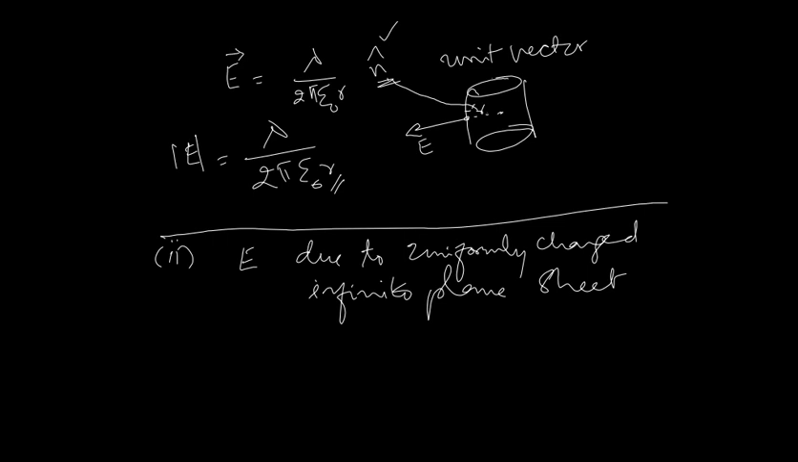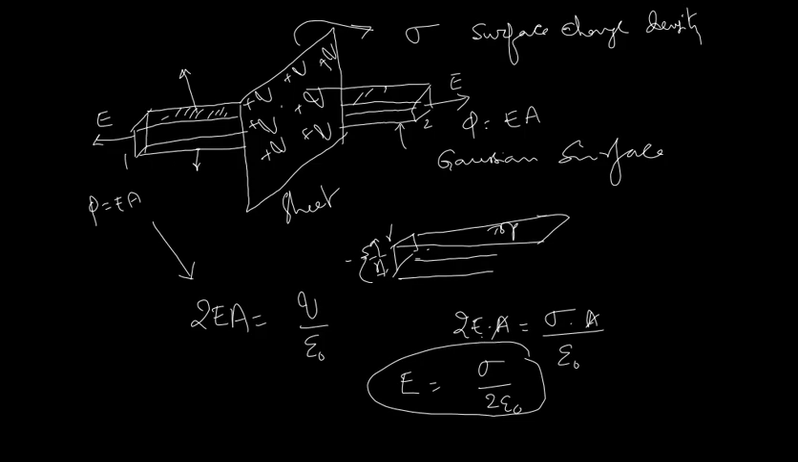The second case is E due to a uniformly charged infinite plane sheet. It is an infinite plane sheet. So you consider this sheet, and we assume that it is exactly in between this imaginary cuboid, the Gaussian surface. So this distance and this distance are the same. E is going upward and downward. On the top surface and bottom surface, the flux gets cancelled.